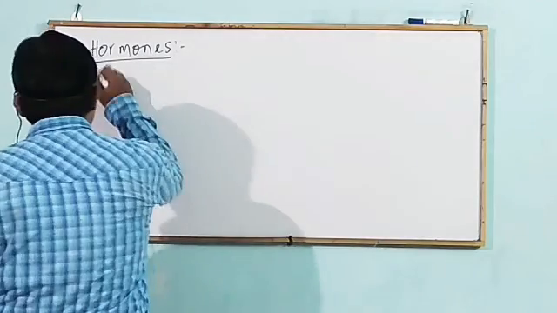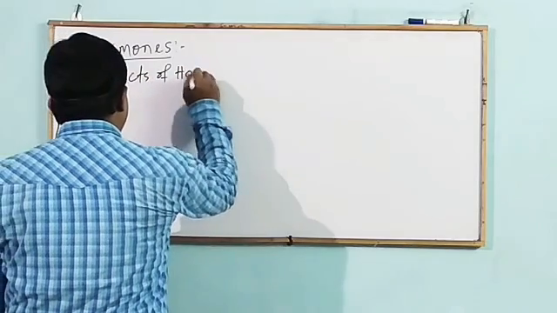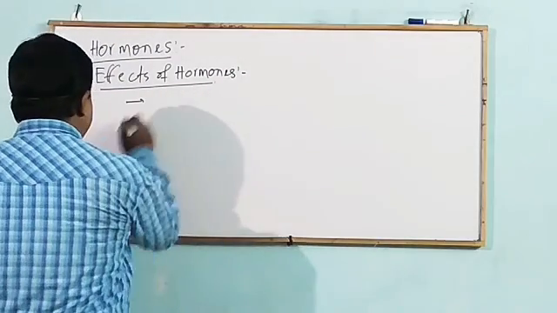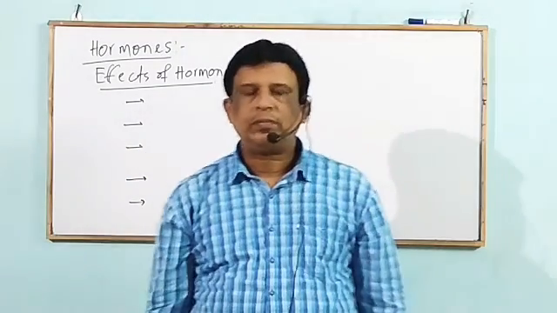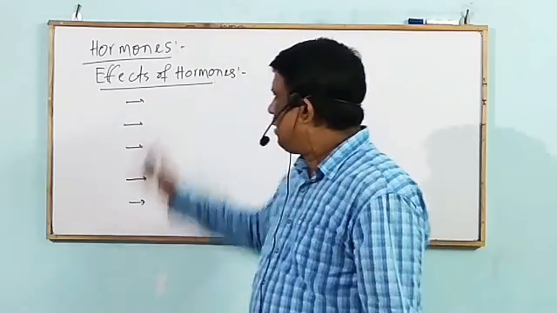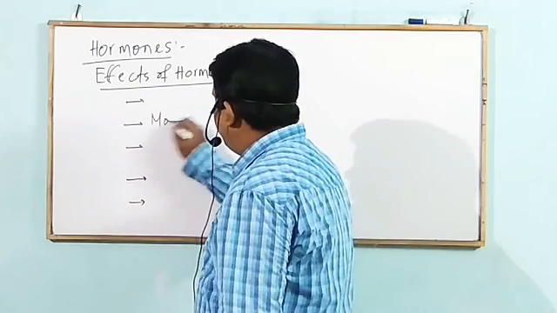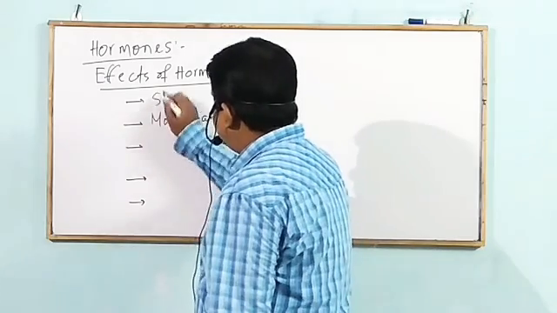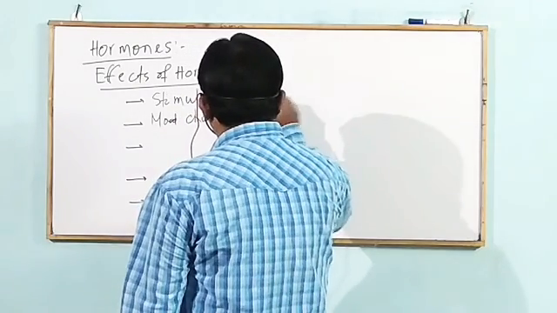Next is effects of hormones. 5 to 6 points are there. We discuss one by one. Point 1 is stimulation of growth. First, they affect the stimulation of growth. Point 2 is mood changes.